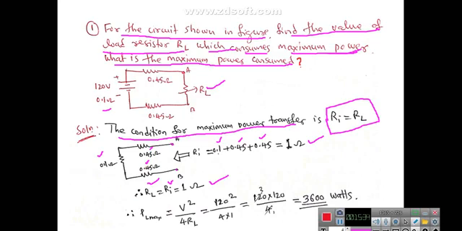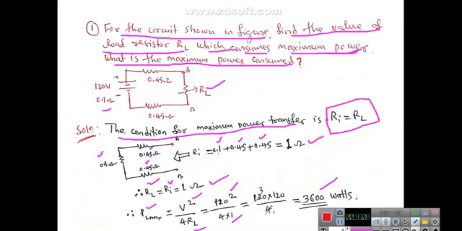So then what is the equation for maximum power transfer? PL maximum is equal to V square divided by 4 RL, what you derived in the previous. So you know the voltage. What is the voltage in the network? Here voltage is 120. So voltage source is 120 square divided by 4 into 1. So this value is equal to 3600 watts. So that is the maximum power.